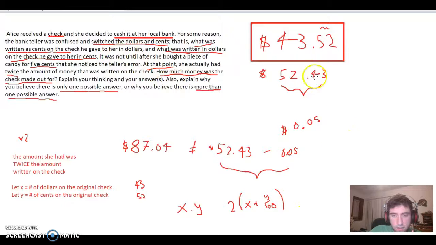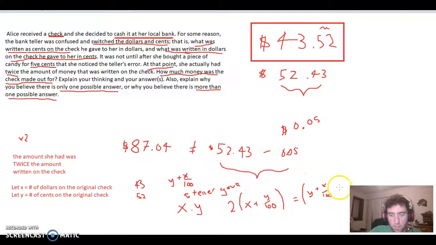Let's see. The teller gives her the switched amount. So the switched amount will be y plus x over 100. And the reason I have this x over 100 is because x would then be the cents. And to go from $43 to 43 cents, we would have to divide by 100 to have 0.43 dollars. So we know that she was given y plus x over 100. That is how much the teller gave her.